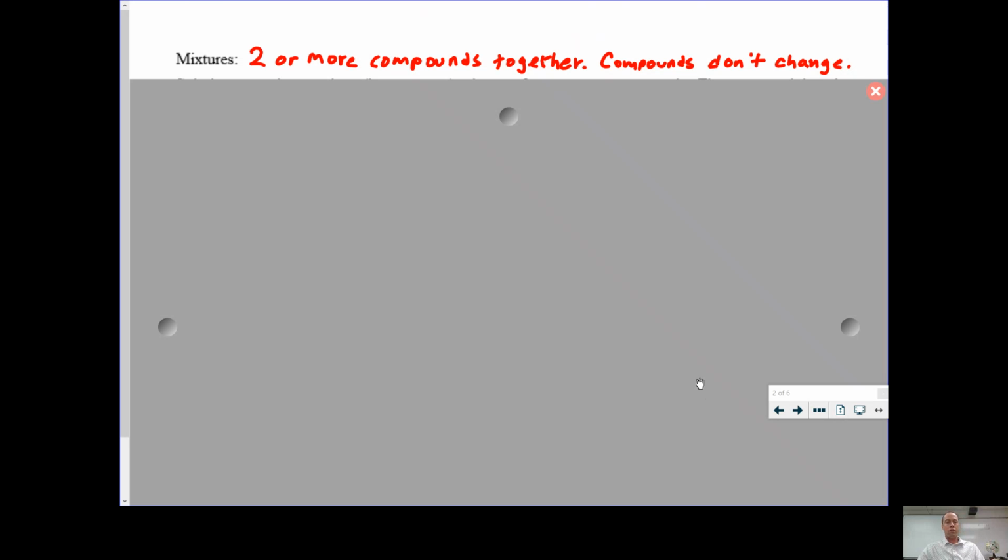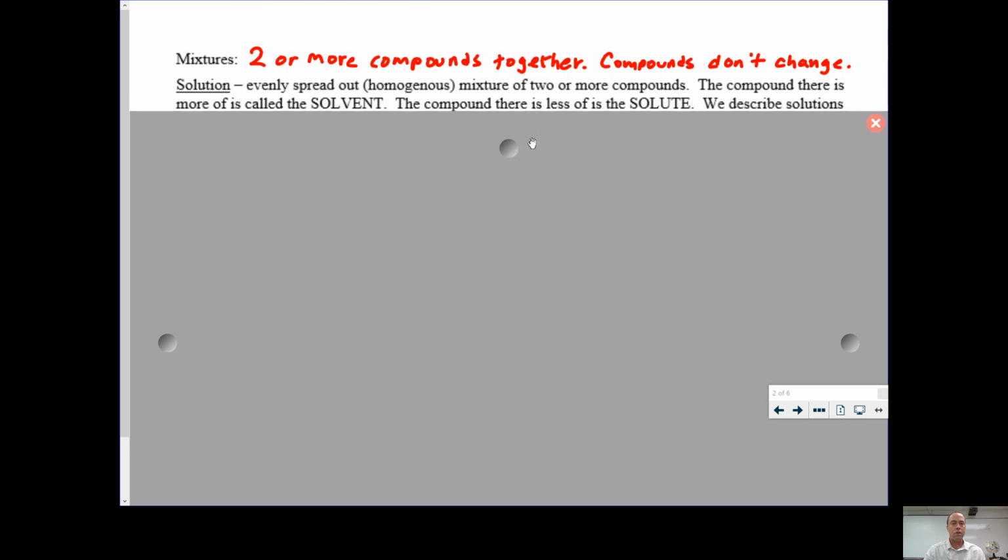A mixture is 2 or more compounds together. So one of the things about water is that it is able to mix with lots of different things, and living things contain water, and most of the way in which living things function is by how they interact with water. So mixtures are when 2 or more compounds are together, but the compounds don't change. They stay in their present state. They just mix. And there are 2 basic types of mixtures.